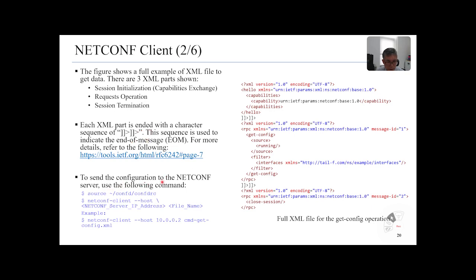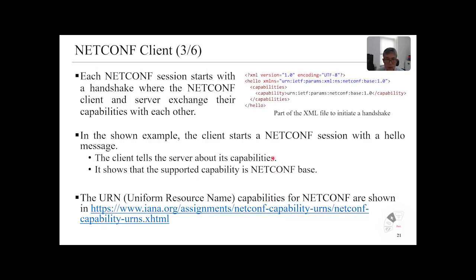To send the configuration to the NETCONF server, use the following command. So source confdrc, and then the NETCONF client, with the host being this IP address, and then we can send the command get-config XML. Using this one, we can get the interfaces. So this is the NETCONF server address. So we can get the NETCONF server's IP addresses and interface information. Let's take a look one by one.